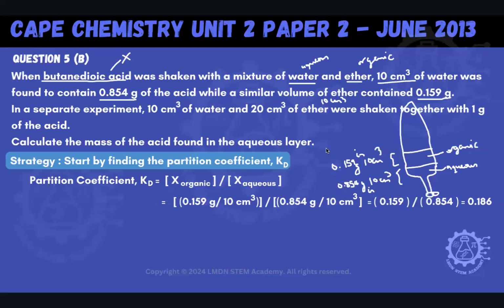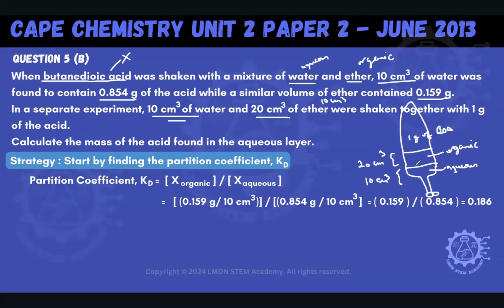Because what's happening in the separate experiment is that we're changing these variables, we're changing these numbers. So in the separate experiment, we had 10 cm³ of water. So my aqueous layer now had a volume of 10 cm³. And my organic layer now had a volume of 20 cm³, because that's 20 cm³ of ether. And we're shaking. We're putting in 1 gram of the butanedioic acid in here. Okay, and we're shaking.